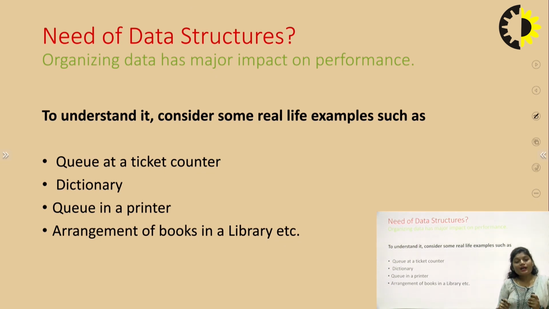If a queue is maintained at the ticket counter, the first person who wants a ticket gets service first, and the second one who wants a ticket gets service second. If the queue is maintained, then there is no problem. But if the queue is not maintained, then what happens? A person who comes last takes a ticket first, and the one who was waiting first may not get a ticket. So it is very necessary to maintain a data structure.